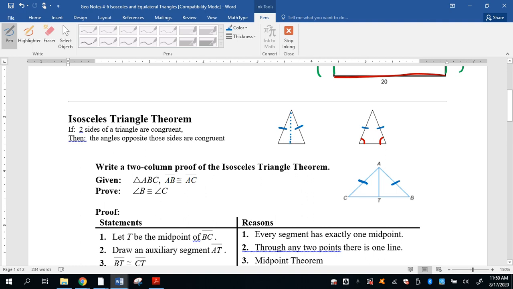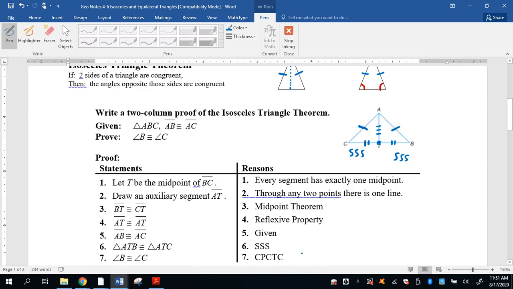And that auxiliary line segment, while you're drawing it, you are creating it to be the bisector of line segment CB. Since it bisects line segment CB, line segment CT is congruent to line segment BT by the definition of segment bisector. Or you can say that it's a midpoint. So by definition of midpoint, those two pieces are congruent. And then you have your reflexive statement. Therefore, by side, side, side, the two triangles are congruent. And then by CPCTC, corresponding parts of congruent triangles are congruent.